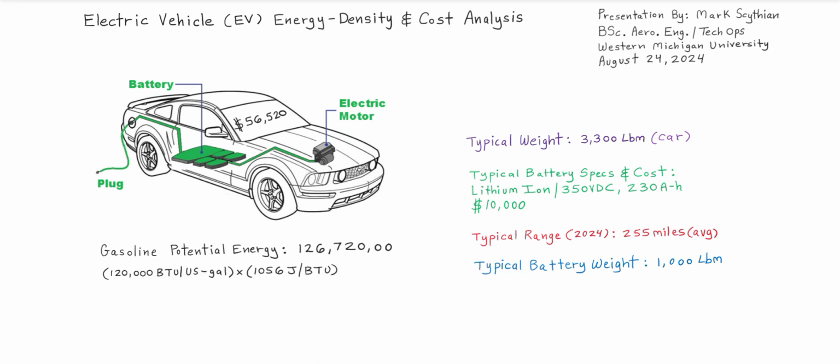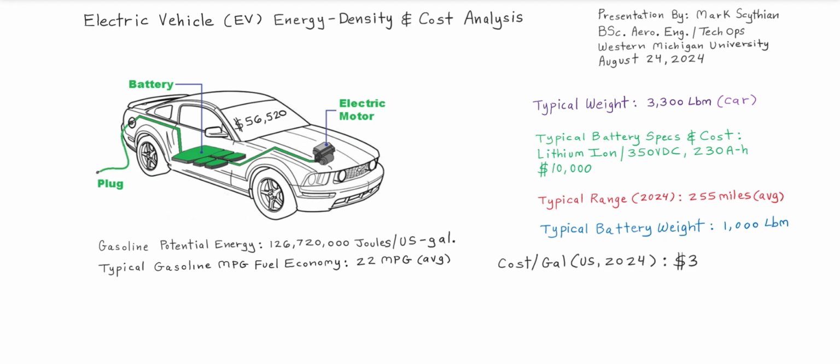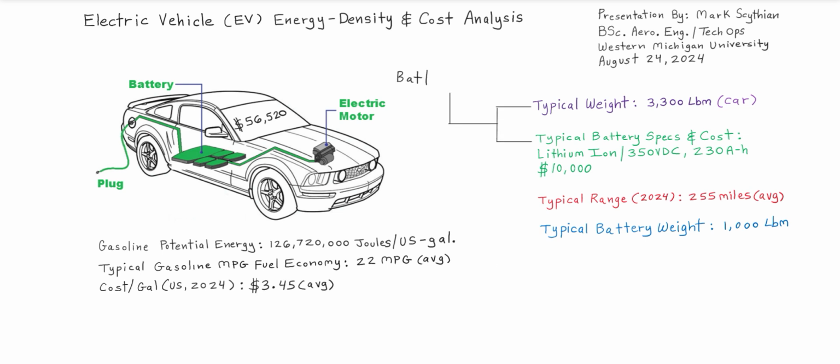of gasoline. So that is 126.72 megajoules of potential energy for 1 US gallon of gasoline. And the typical gasoline fuel economy is 22 miles per gallon on average. And then the average cost per US gallon of gasoline in the United States in 2024 is $3.45.